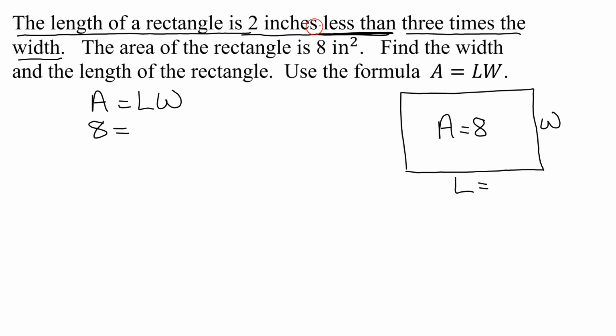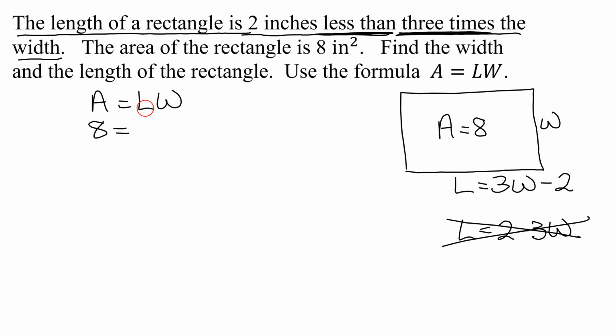So if I want 2 inches less than 3 times the width, I have to start with 3 times the width. 3 times the width is going to translate to 3W. That's 3 times W. And 2 inches less than that, I'm going to have to subtract 2. Notice its subtraction order matters. If you'd have written L equals 2 minus 3W, that is totally wrong. So please be careful whenever you see less than.